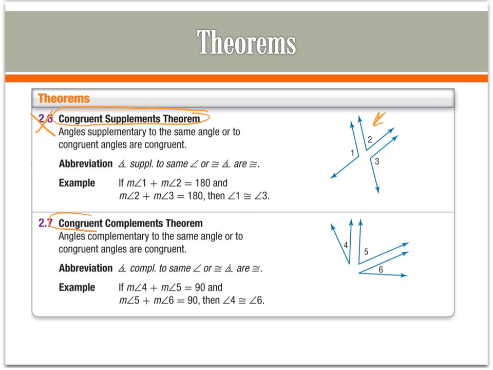The congruent complements theorem states that two angles that are complementary to the same third angle are congruent. So if 4 and 5 are complementary and 5 and 6 are complementary, then we can say that 4 and 6 are congruent. So any two angles that are complementary to the same third angle are congruent. If the measurement of 4 plus the measurement of 5 equals 90 degrees, and the measurement of 6 plus the measurement of 5 equals 90 degrees, we can conclude that the measurement of 4 is equal to the measurement of 6.